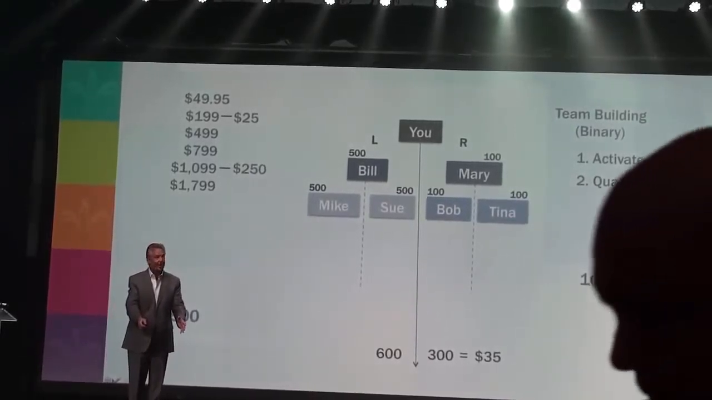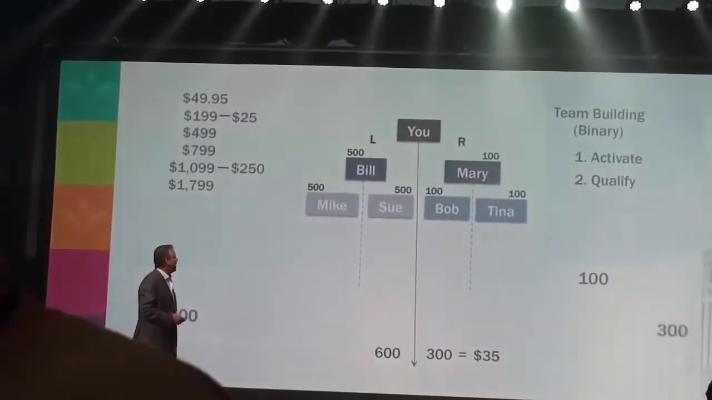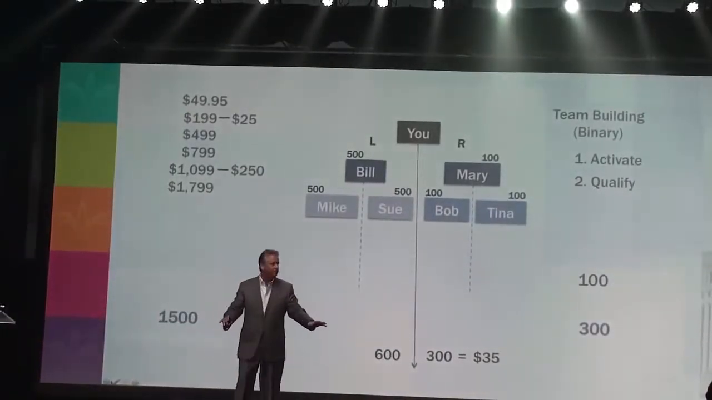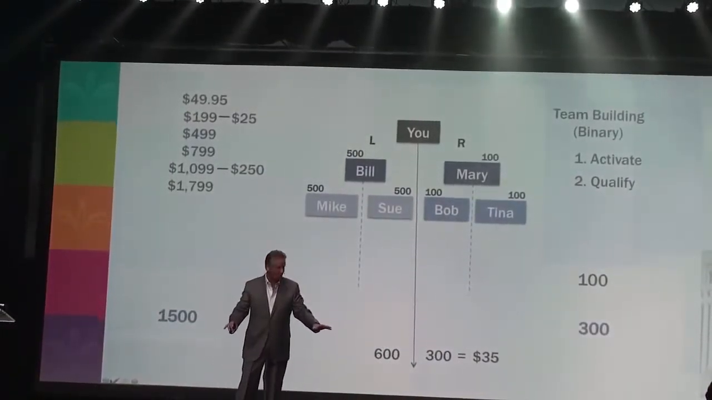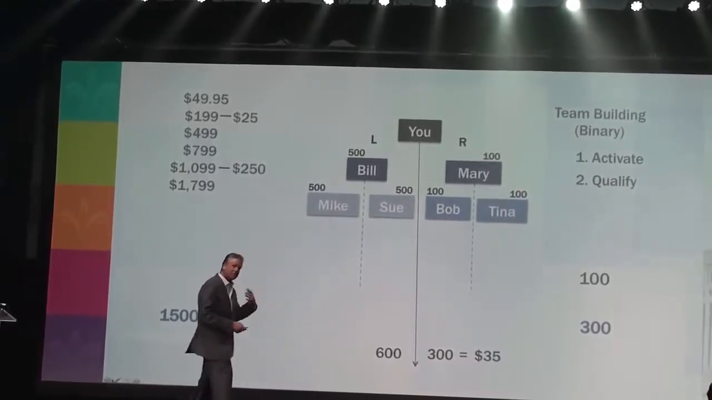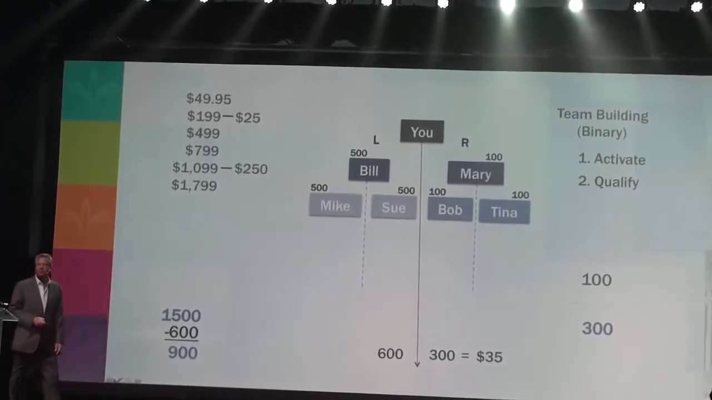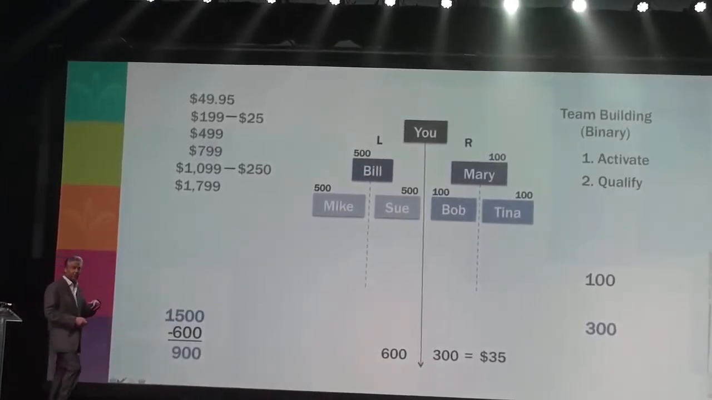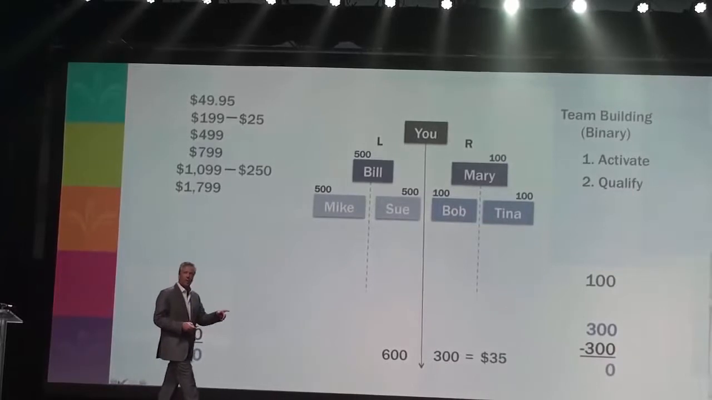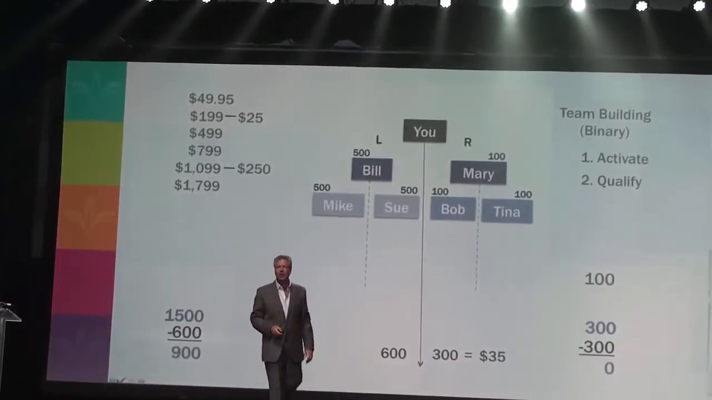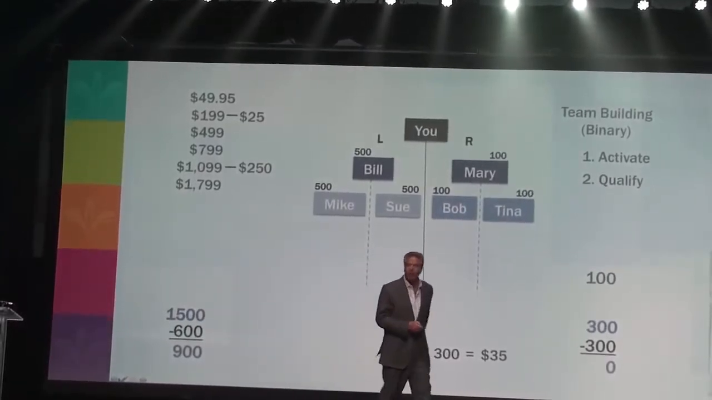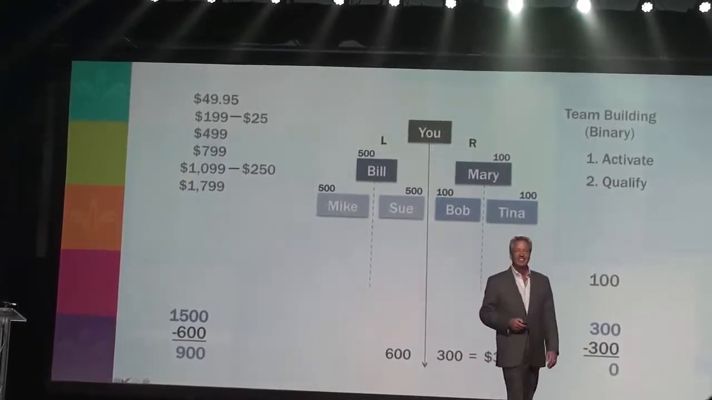Now how many points we got on our right team? 300. The computer says stop. We have to pay you. And it runs a little calculation. The computer subtracts 600 points from your left team total, leaving 900 to cycle you. Subtracts 300 points from your right team total, leaving 0. Boom, you just made $35. Can I hear an amen on that?